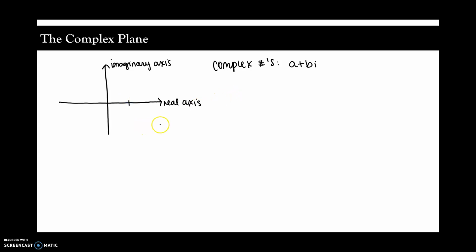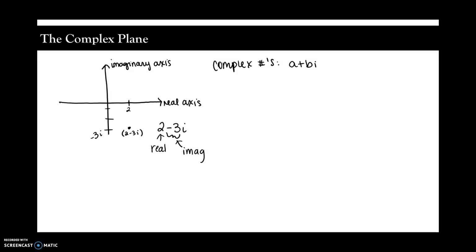So let's say we have 2 minus 3i. So we would go to 2 in our reals. That would be that value there. And then we would go to negative 3 in the imaginary. So that's 1, 2, 3. So this is negative 3i right there. So 2 minus 3i is this right here. 2 minus 3i. That's that point.